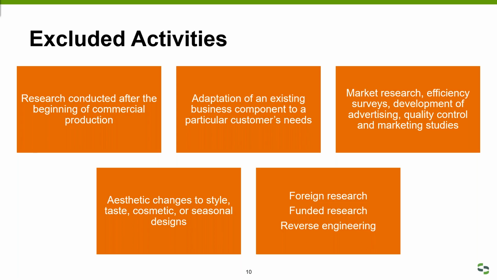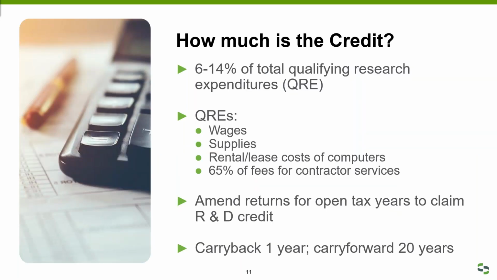And then for U.S. purposes, the R&D activity must be on U.S. soil. So if the activity is occurring in a foreign country, we'll talk today about UK and Germany, then of course those regimes have their own R&D credit. And reverse engineering will not qualify as well. So let's move on in regards to how much is the credit.